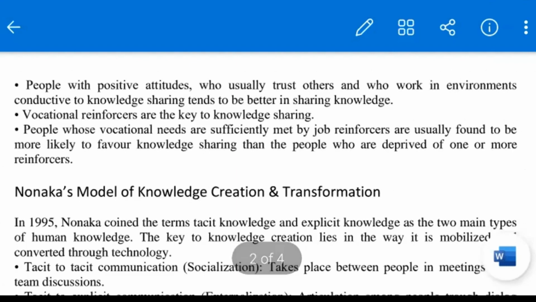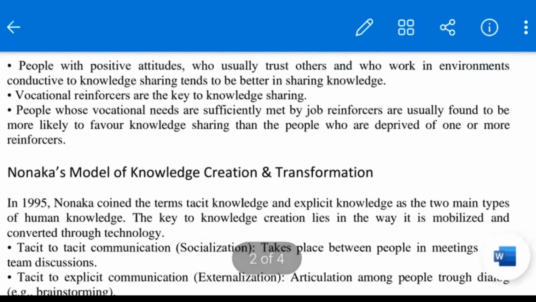Second is the attitude. People with positive attitudes who trust others tend to share more of their knowledge. And another thing is the vocational reinforcers. By vocation we mean the employable factors. So what are the factors which hinder or which stimulate the sharing of knowledge? We will discuss this point in the next topic.